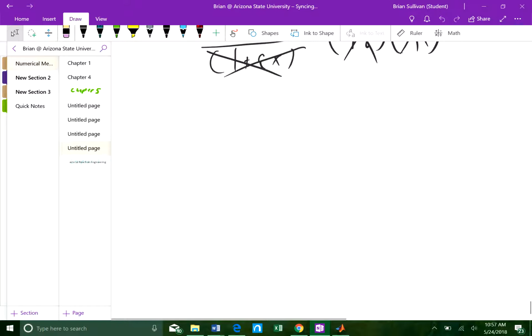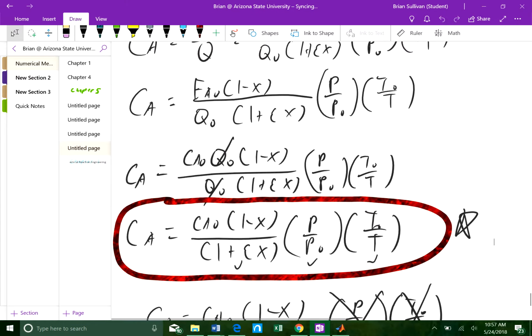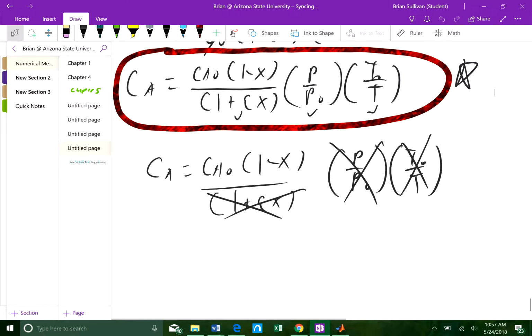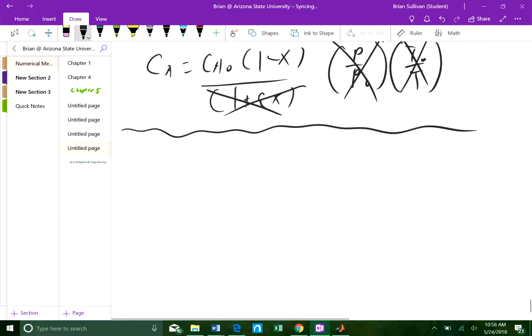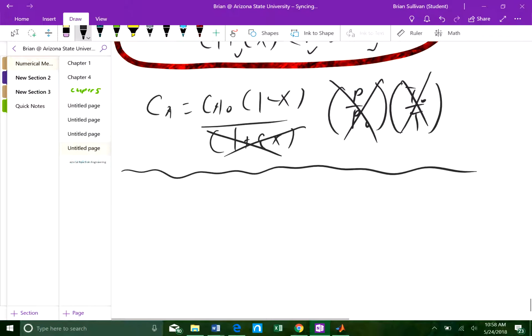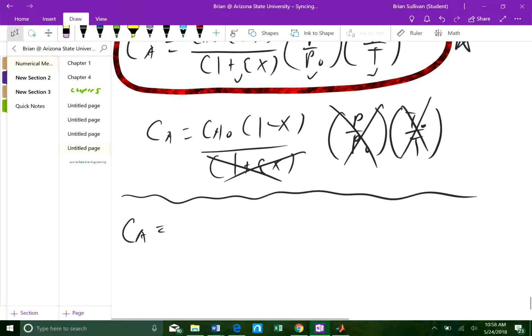Hey guys, so I just went over in the previous video on how to solve for the concentration when you're dealing with an expanding gas, but I didn't do as good a job as I would have liked discussing what is known as the expansion factor. So let me rewrite the whole equation for concentration that we found, which is like this.